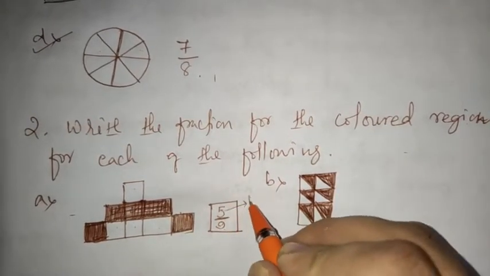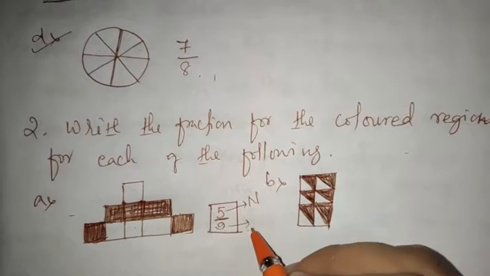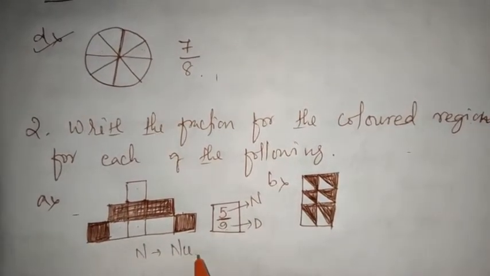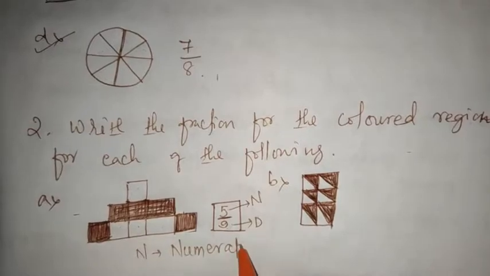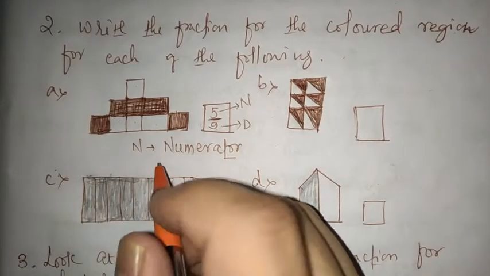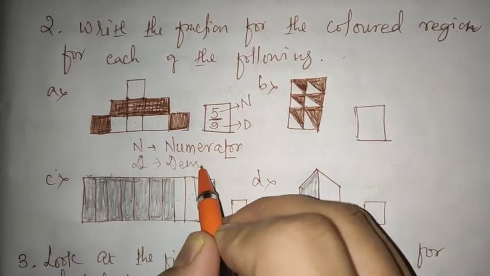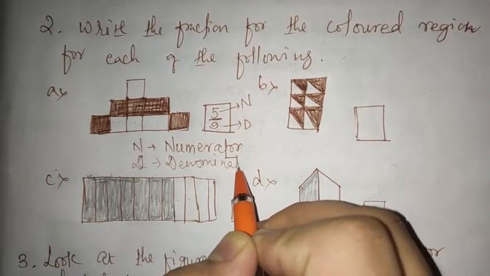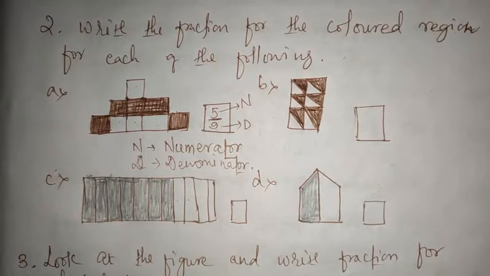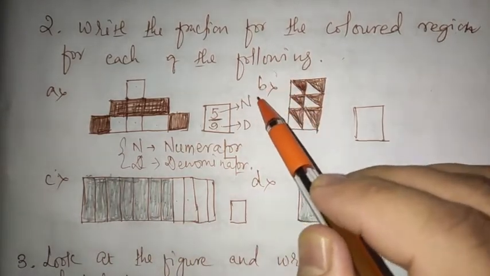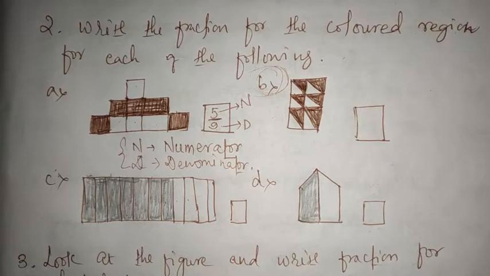The above part is numerator, I'm repeating again. The below part is denominator. N, I'm writing here, numerator. You have to remember this. And D will denote denominator. Okay, so remember these two names. N indicates numerator and D indicates denominator, which makes up a fraction. Okay, so number B, you'll try it yourself, very easy one.